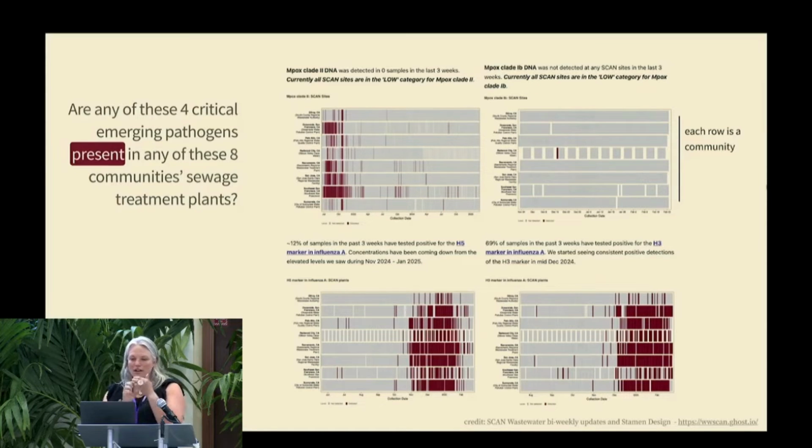So each row is a chart. Each set of charts is a different pathogen. On the top, those are both Mpox, and the bottom are both types of influenza, and one of those is the avian bird flu that we've been tracking. And immediately you can skim these.